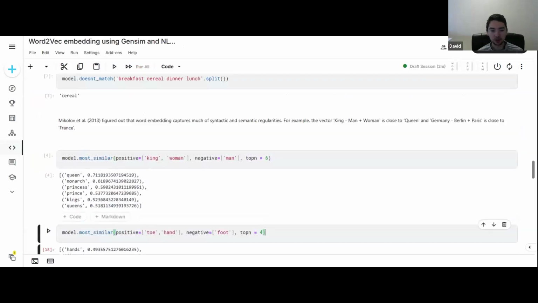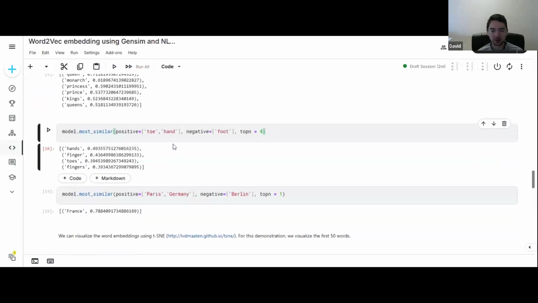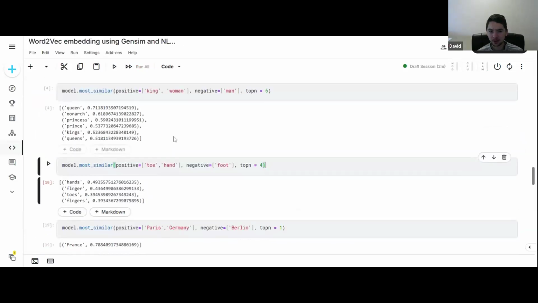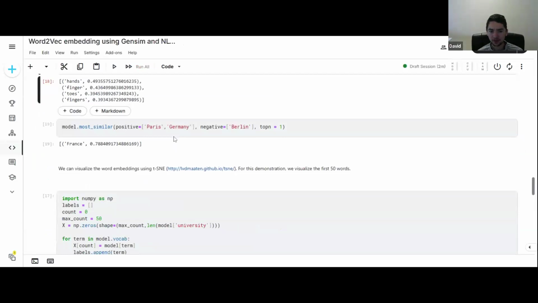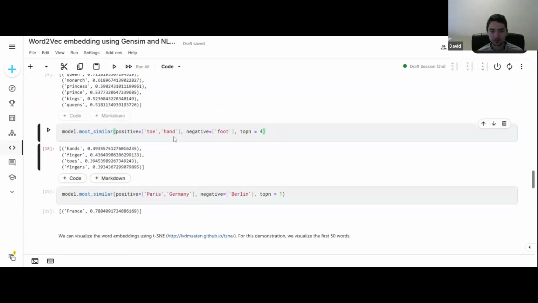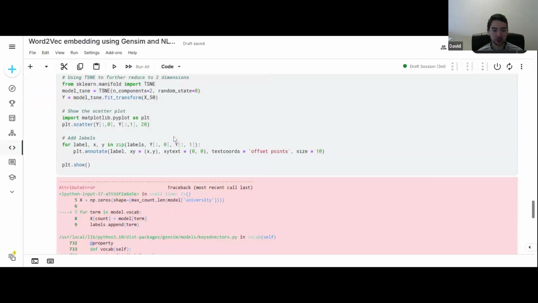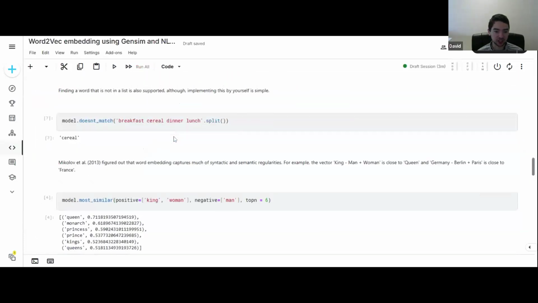Does anyone have anything you want to try in here? All right, well, I tried statistician, but it's not in this dictionary, unfortunately, in this data set.